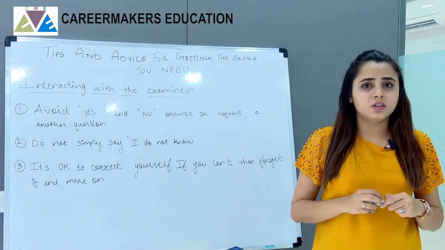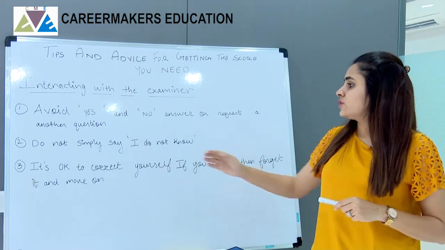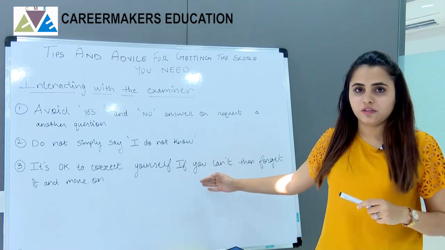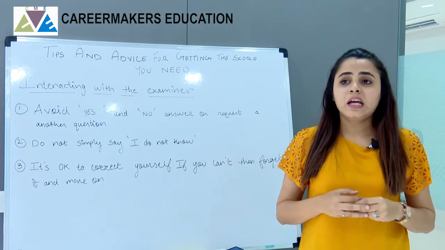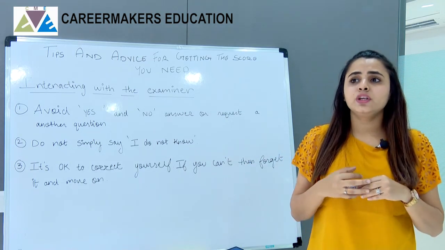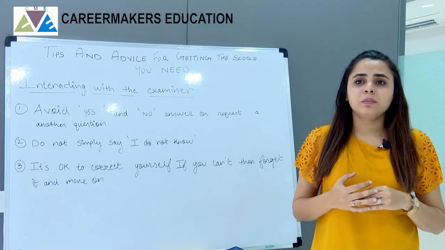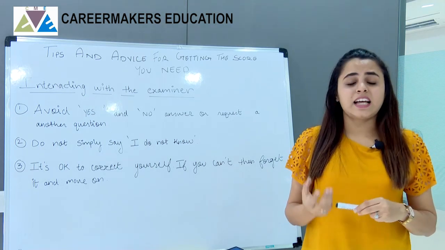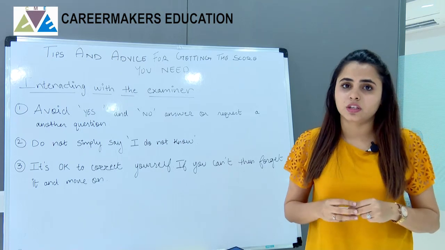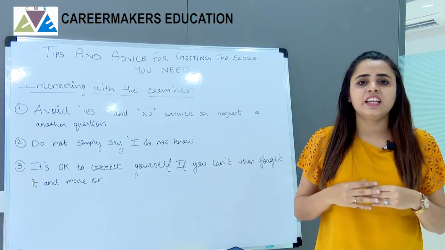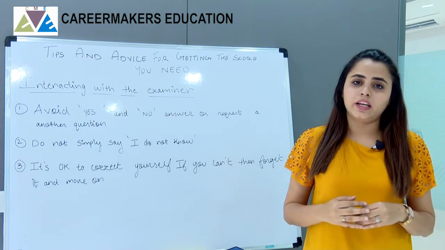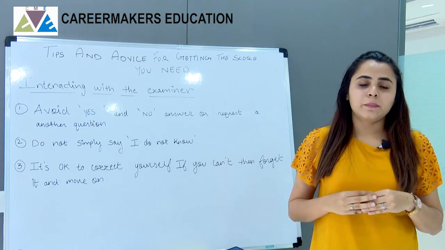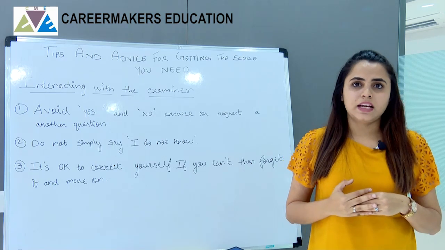Now, the third tip says it's okay to correct yourself. If you can't, then forget it and move on. Now, in speaking, there is a human tendency that everybody corrects themselves. That is what we call self-correction. Self-correction is a very natural process. In speaking, it is totally okay to correct yourself. The examiner will not judge you on that.